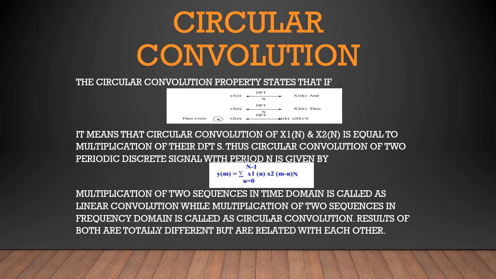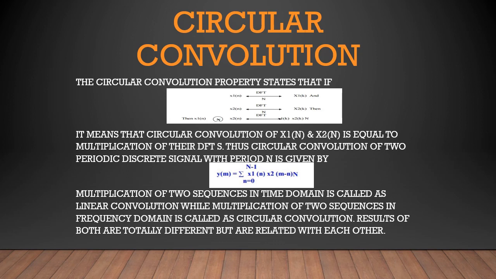Now we discuss circular convolution. The circular convolution property states that if x1 of n is DFT x1 of k and x2 of n is DFT x2 of k, then x1 of n circular convolved with x2 of n is DFT X1 of k X2 of k. It means that the circular convolution of x1 of n and x2 of n is equal to the multiplication of their DFTs.